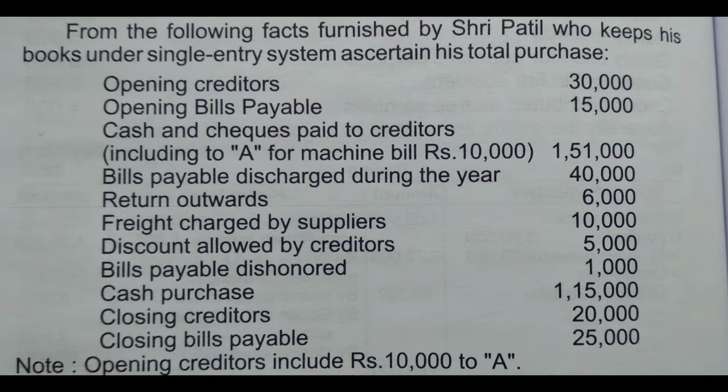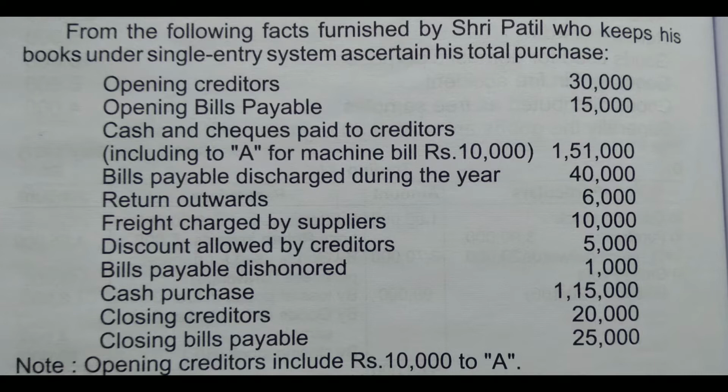The data is given. Opening creditors rupees 30,000, opening bills payable rupees 15,000. Cash and checks paid to creditors rupees 1,51,000, of which rupees 10,000 included paid towards machinery. Bills payable discharged during the year rupees 40,000. Return outwards rupees 6,000. Freight charged by suppliers rupees 10,000.